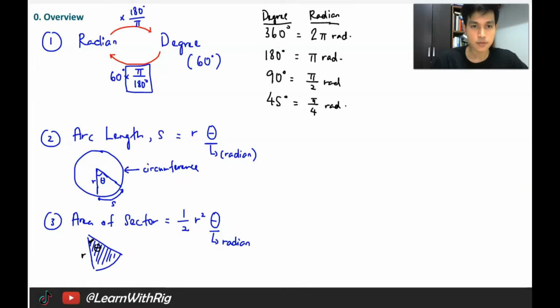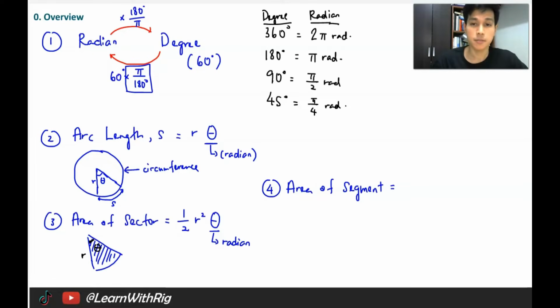The last one you have to know is number 4. This is called area of segment. By the way guys, this formula is given to you. This formula is also given to you. But the formula I'm about to show you, the area of segment, you have to memorize because it's not given to you. So, area of segment, what's the formula?